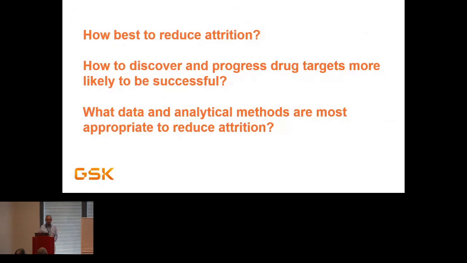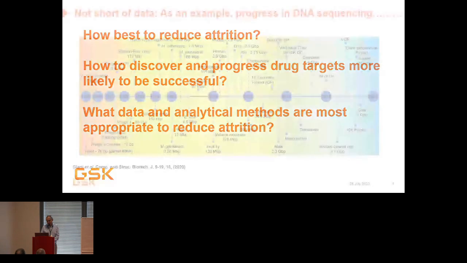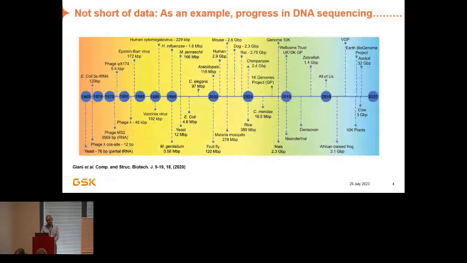When it comes to data, in fact we use a lot of external data. We do generate data, but especially in the discovery space, we use a lot of external data. It's not like we are short of data necessarily, and that's the example of DNA sequencing here.